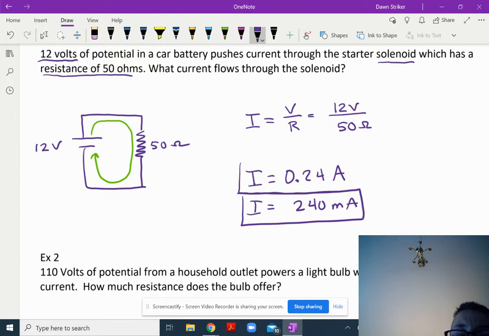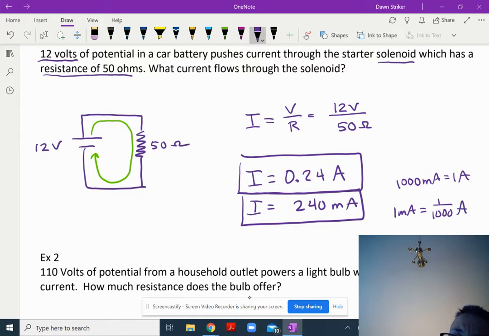Either way you write this, it's correct. Remember that there are 1,000 milliamps in 1 amp. Milli means 1/1000th. Okay, so 1 milliamp is 1/1000th of an amp. So keep in mind your conversions.